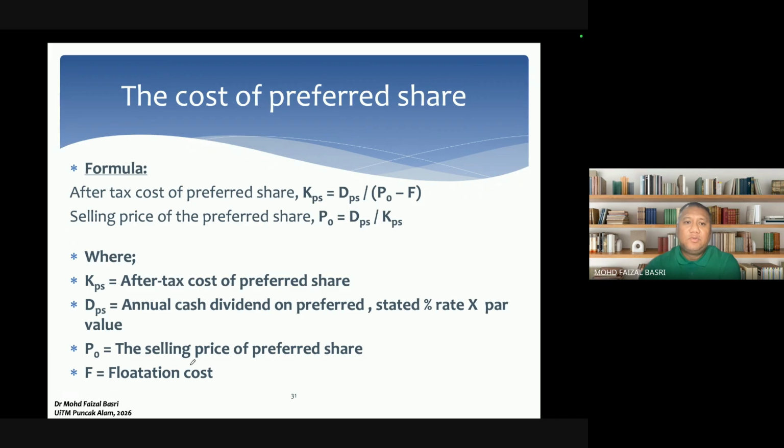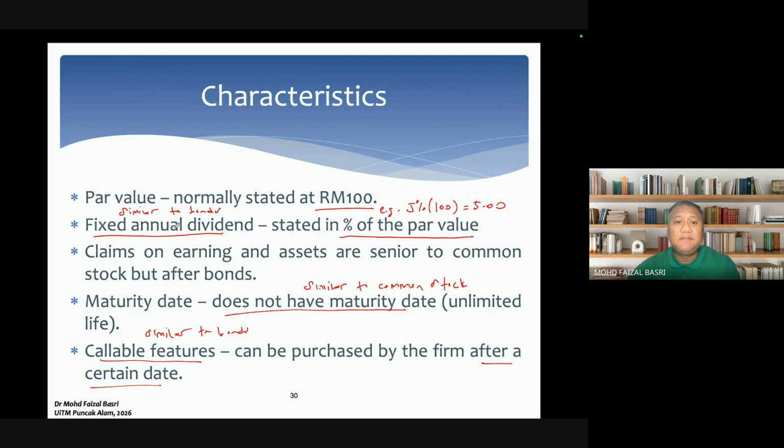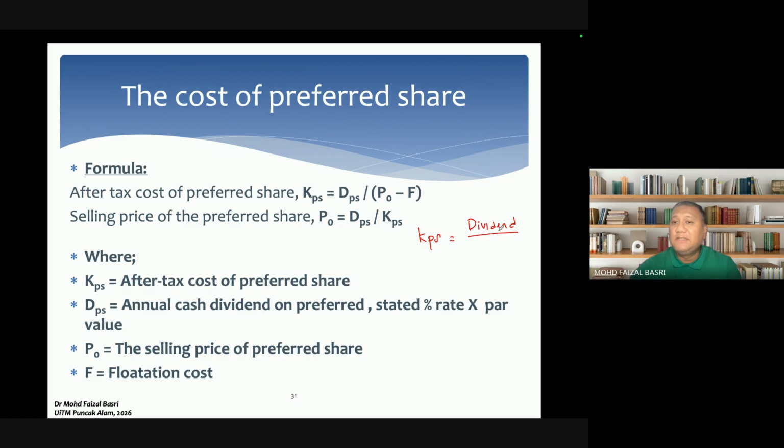Right, so I'm going to write here the formula that we're going to use. Okay, so the cost ditulis sebagai KPS, cost of preferred stocks, and the formula would be dividend. Okay, dividend. Remember, dividend dia akan sama je sahaja sebab the dividends are fixed. Okay, sebab dia fixed kan dividend. So we need to know the percentage of the dividend, and kita akan multiply dengan the par value to get the dividend, and then we take the market price. Okay, market price of preferred, and then kita tolak dengan flotation cost.